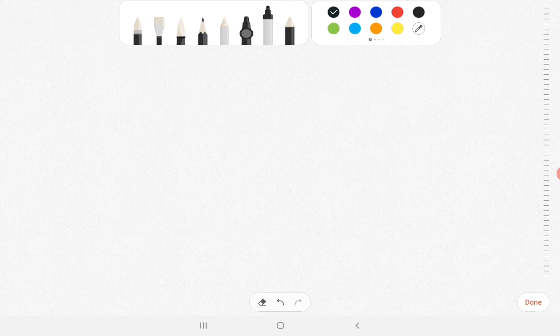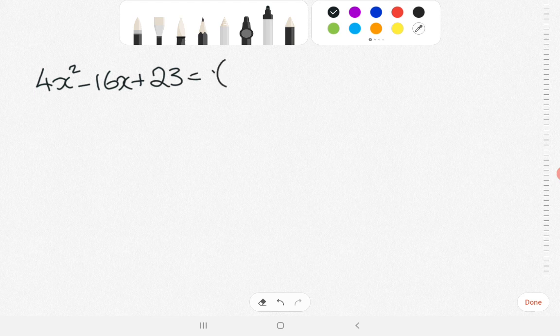We're going to be asked to write 4x squared minus 16x plus 23 in the form a bracket x plus p all squared plus q. So you'll often see a, b and c. You'll sometimes see a, p and q. We're going to use them both just so you get the general idea.